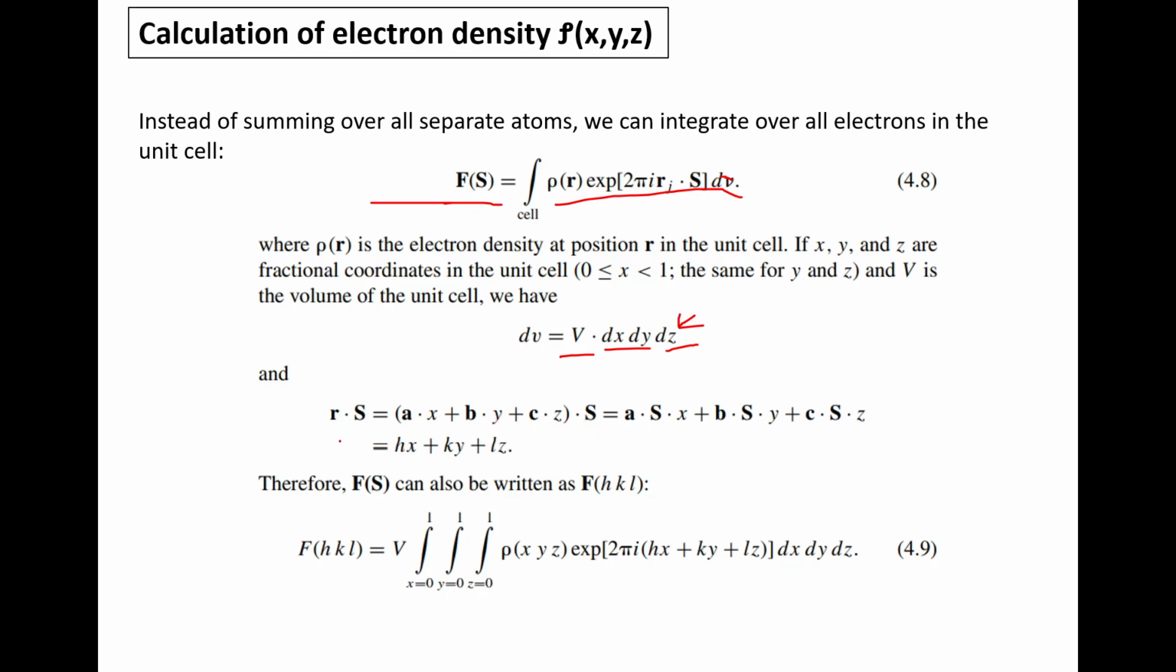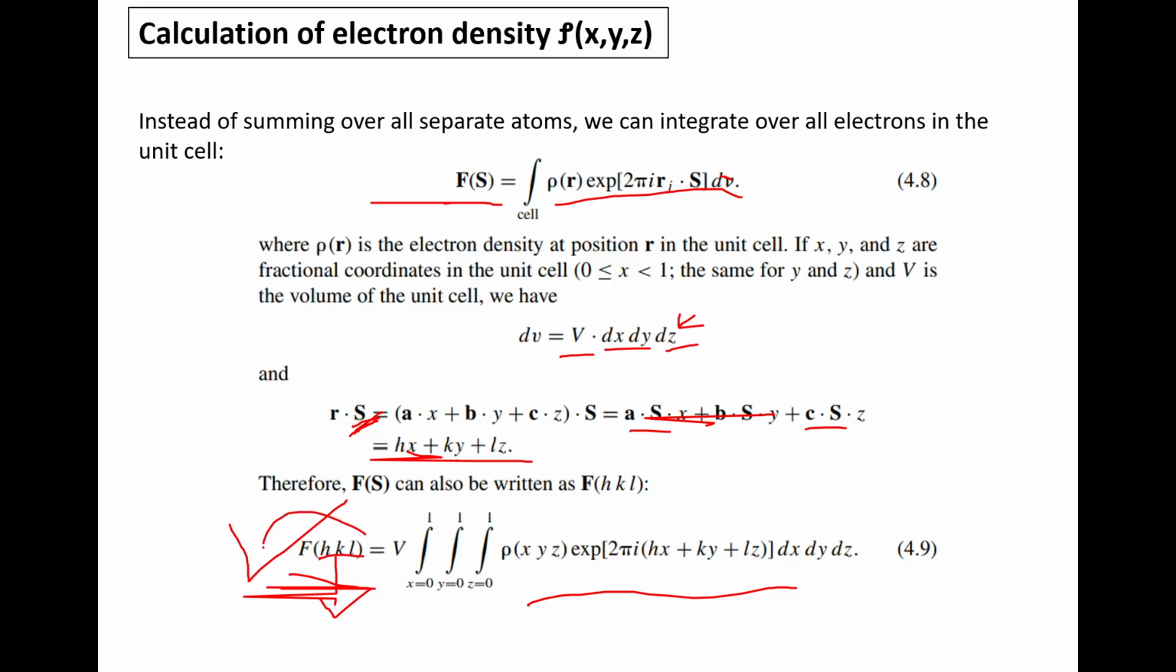But this s value is not present in your real space. This is the scattering factor, and scattering factor is in the reciprocal space. So a dot s, b dot s, c dot s, we know from Laue condition this should be integer, which are your Miller indices. So r dot s is hx plus ky plus lz. If you put these values in this equation, this is the structure factor relation, which is a function of your HKL, which is making the reciprocal lattice by this HKL.